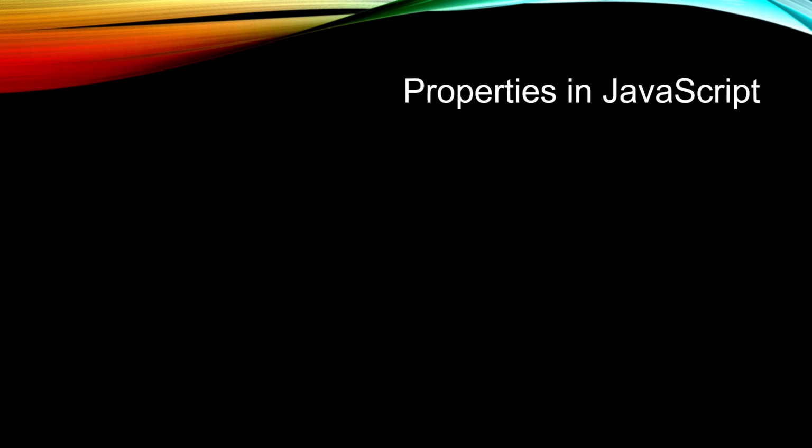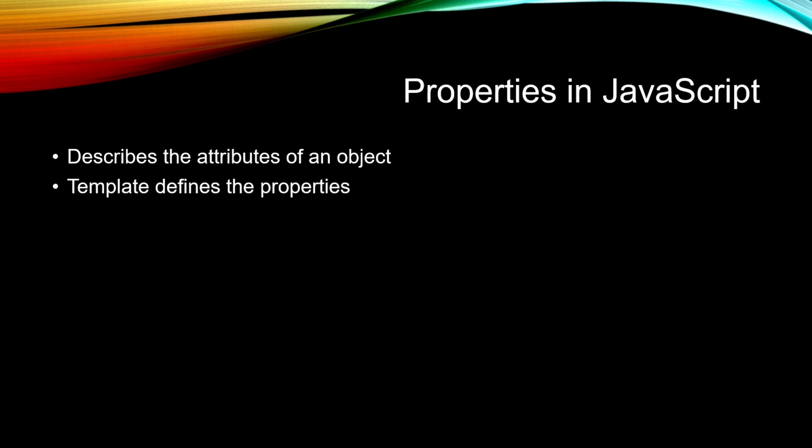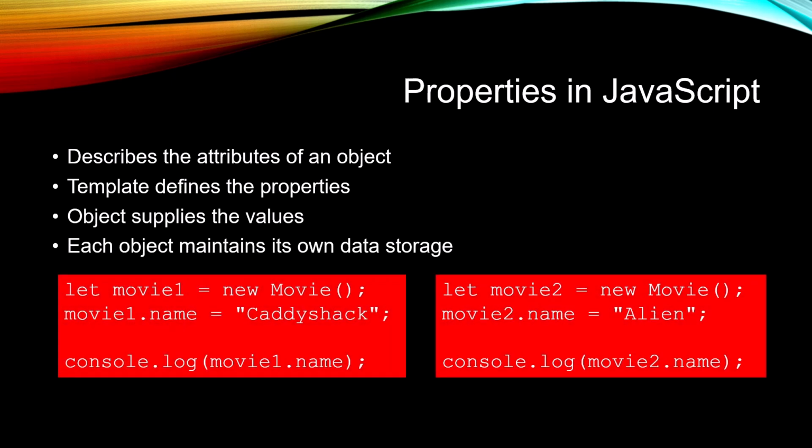So let's dive into properties in JavaScript. Properties describe the attributes of an object. So the template defines the property, and then when you have an object, it's supplying the values. So for instance, let movie1 equal new Movie, movie1.name. So now I'm accessing the name property of that object, movie1, that's an instance of Movie, and I'm setting it equal to Caddyshack. Then I could display that on our console window.